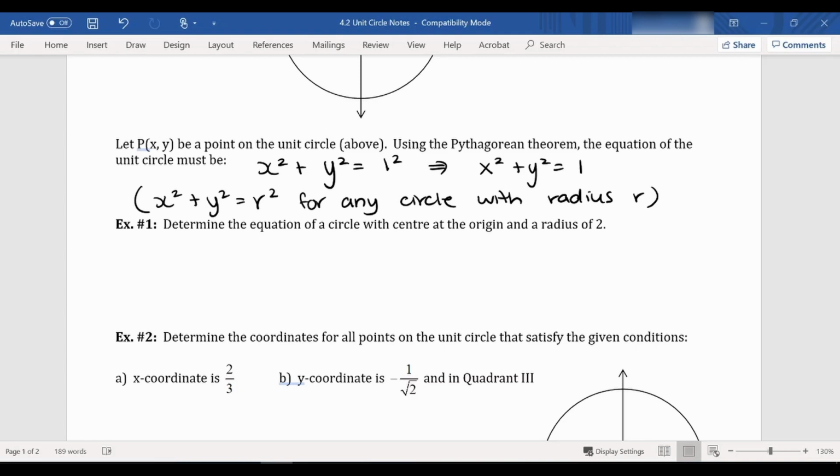So this means that I could ask you to find the equation for any circle as long as you know the radius. So the next question says determine the equation of a circle with center at the origin and a radius of 2. Okay. If our radius is 2, we're going to have x squared plus y squared equals 2 squared, or x squared plus y squared equals 4.